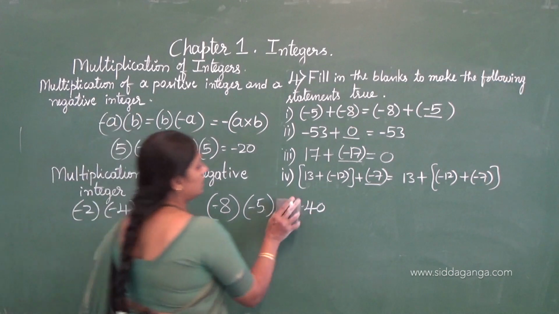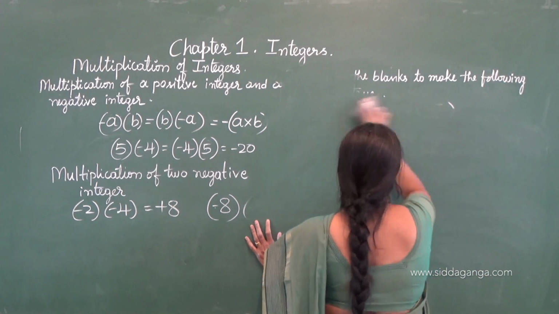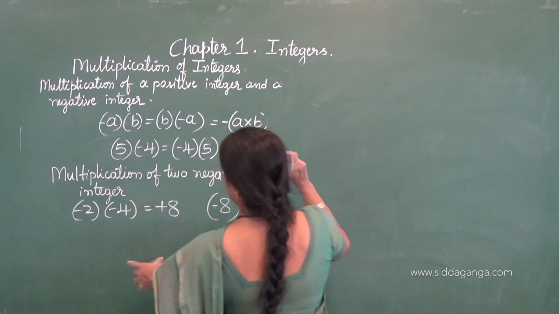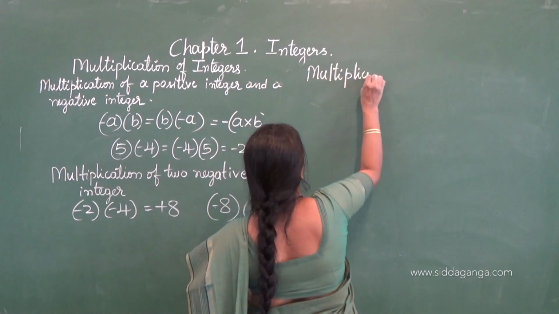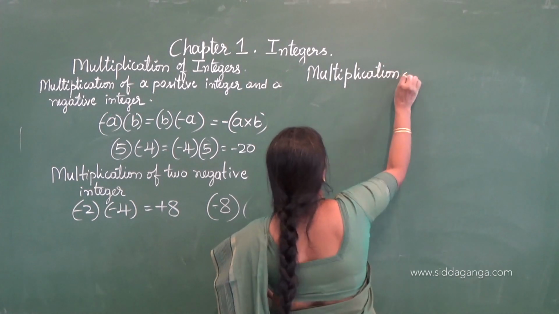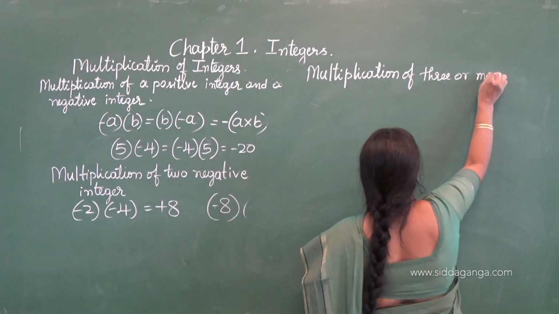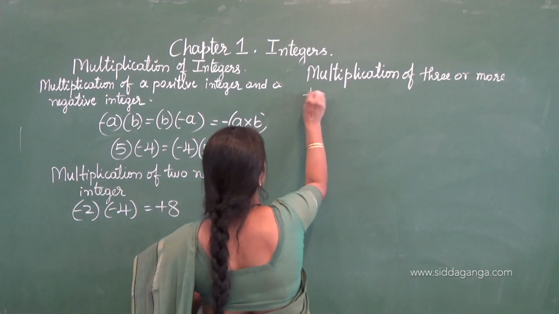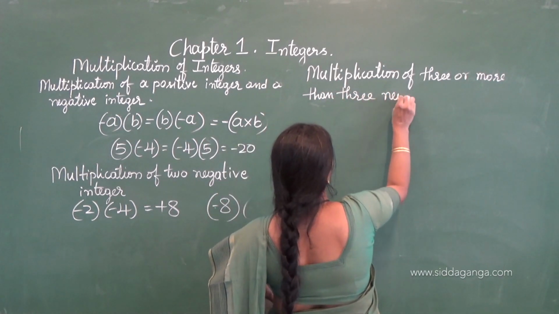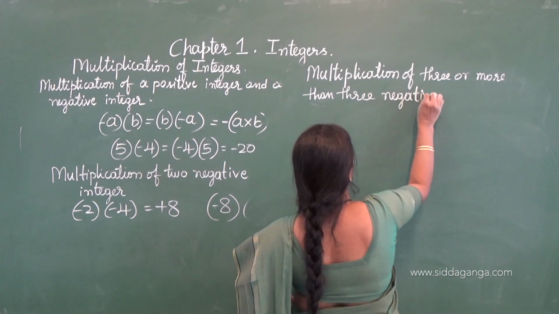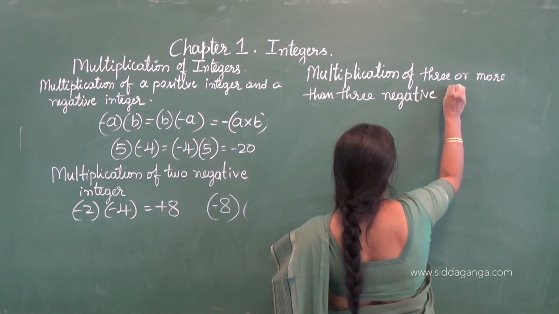Okay, so let's take any three negative integers. Multiplication of three or more than three negative integers.